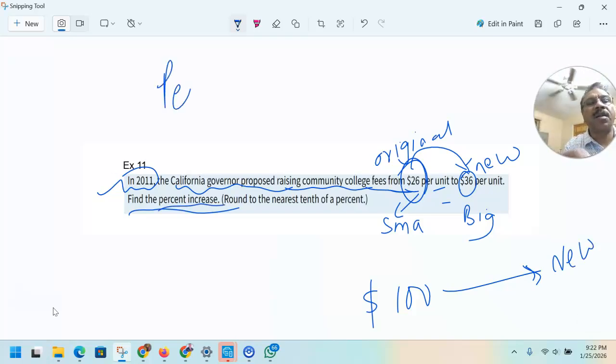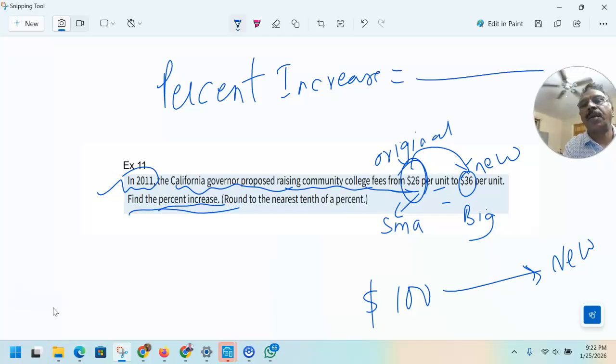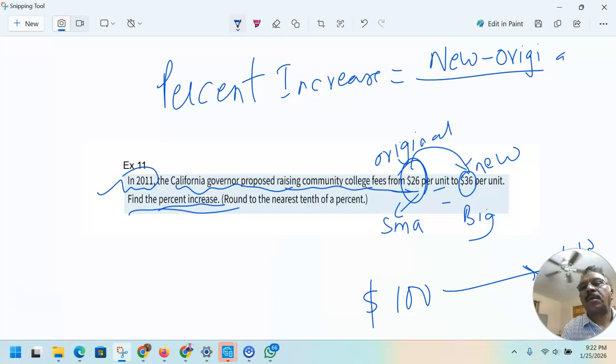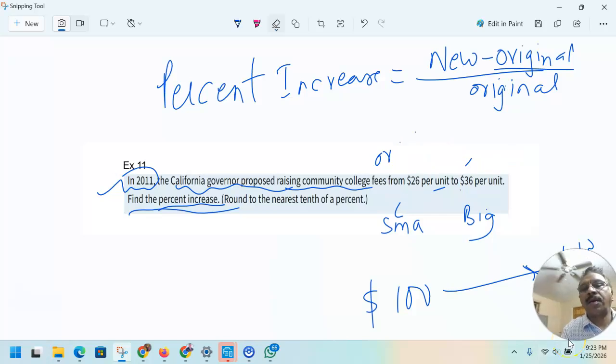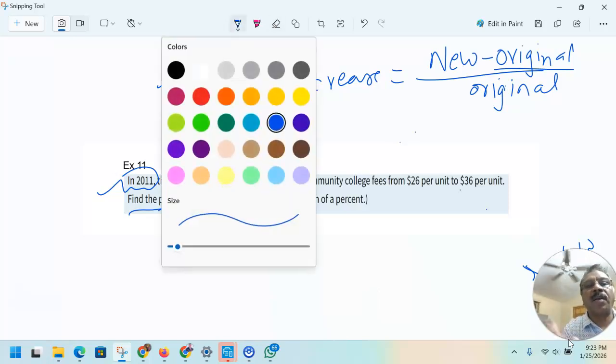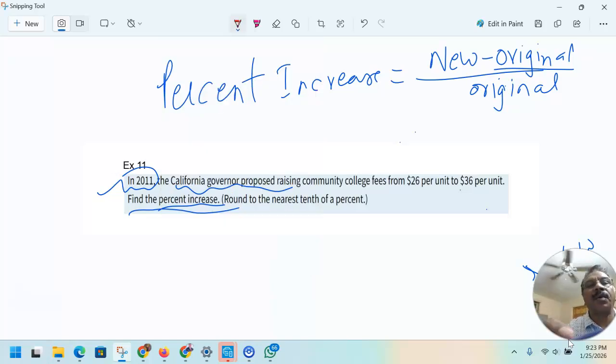When you talk about percent increase, let's write down the formula. Percent increase, because it is growing, the new one is the big one. So the new minus the original, and then you divide it by the original. This is how you do it. Then you can do it yourself without even looking at my video. This video is just in case you are confused. There will be at least one student who may need this help, and that's why I'm doing this.